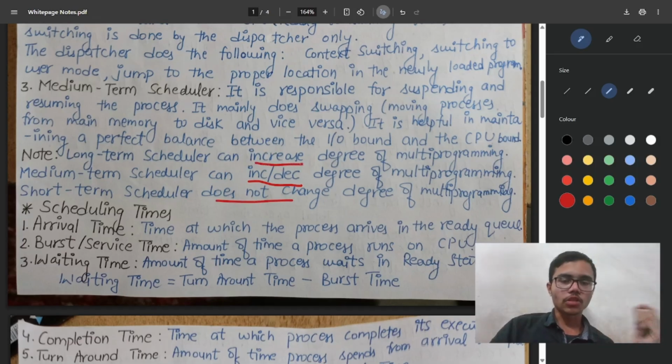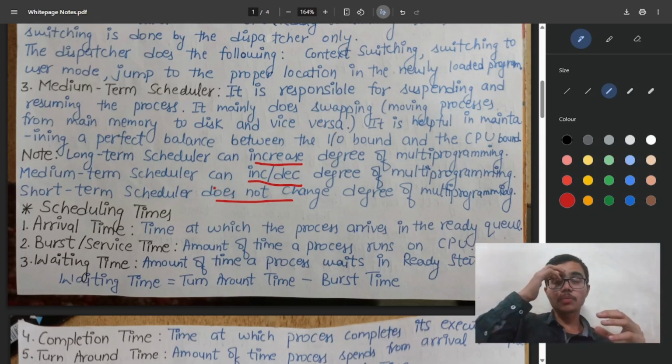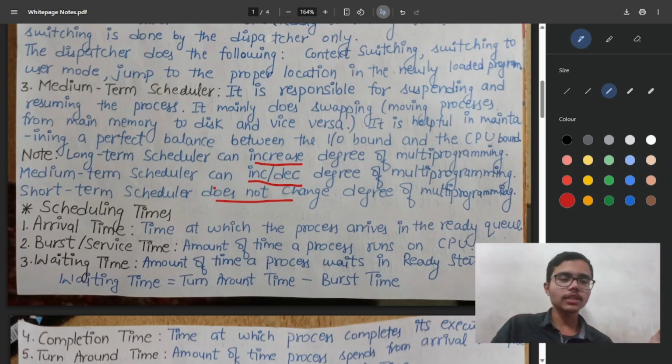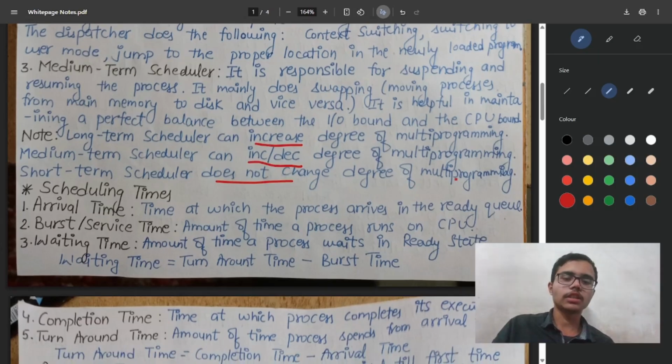You have to know that long term scheduler can increase the degree of multiprogramming, like it takes more processes into the ready state. Medium term scheduler can increase or decrease the degree of multiprogramming, like it can switch processes into the suspended ready state. Short term scheduler has no choice to increase the degree of multiprogramming, as it can only work as context switch.